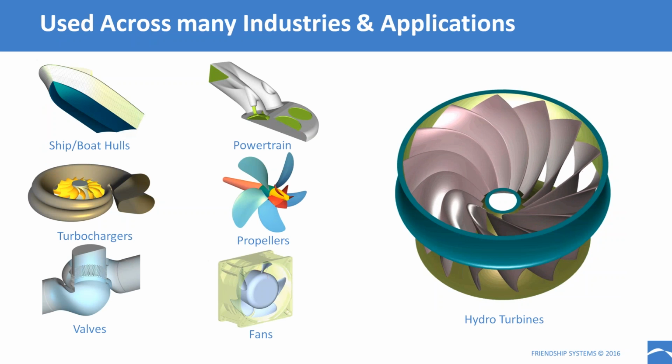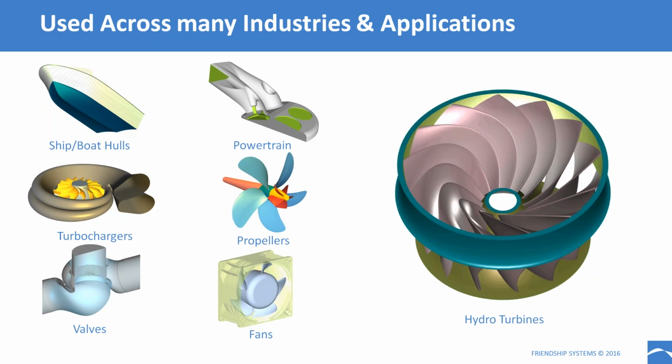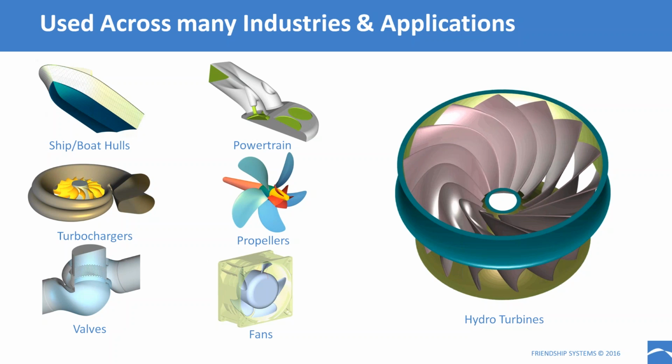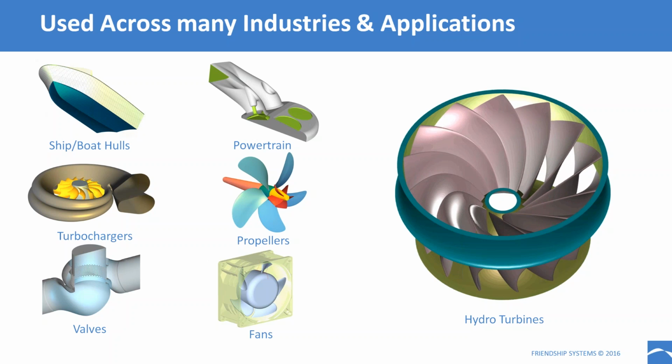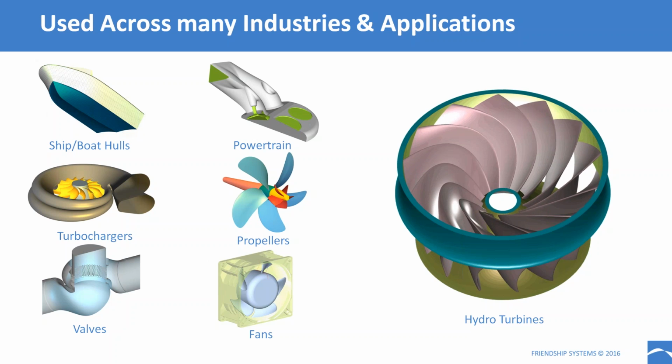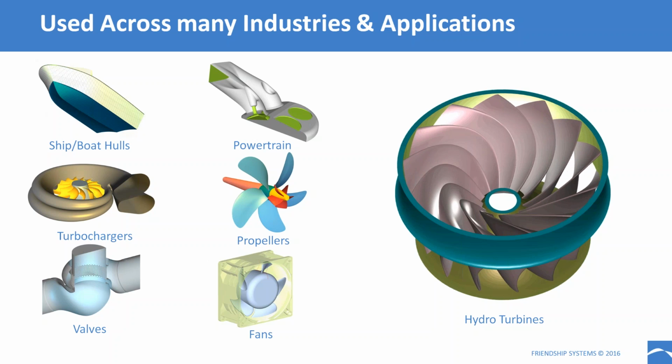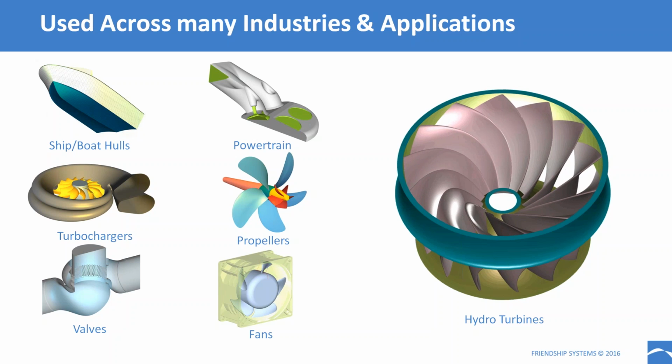So finally, to give you an idea of the typical applications of CAESES, as I mentioned, we mainly deal with geometries that are complex in shape, more difficult to parameterize, and exposed to flow. So for example, we have ship and boat hulls. This is the industry where we originally come from. And then there are other applications like powertrain components, as we see here, the intake port, or turbochargers, propellers, valves, fans, or turbines, all kinds of shapes like that.